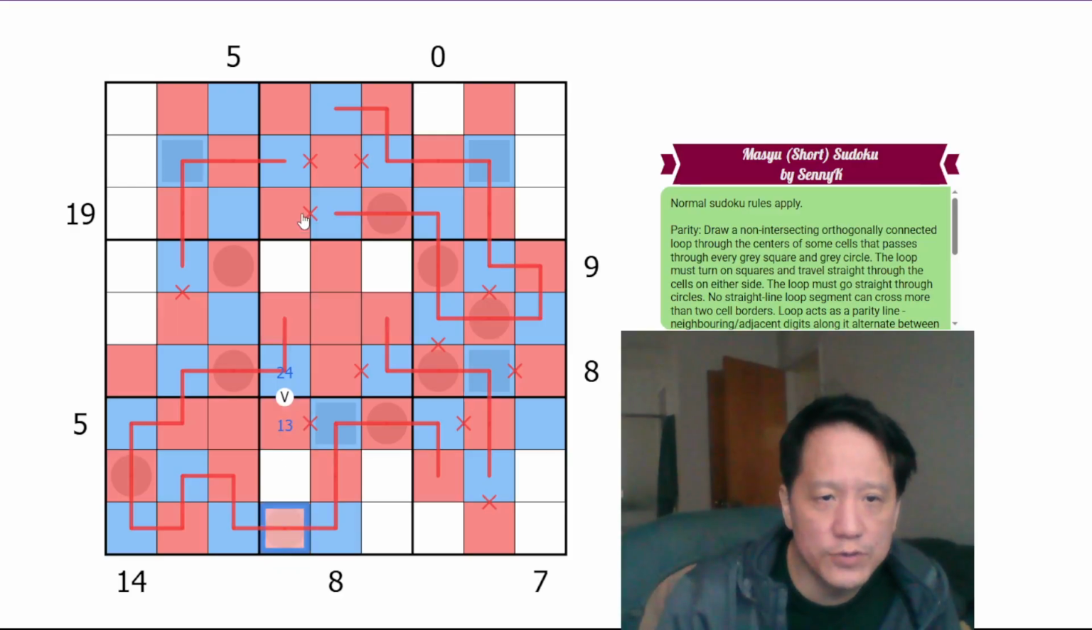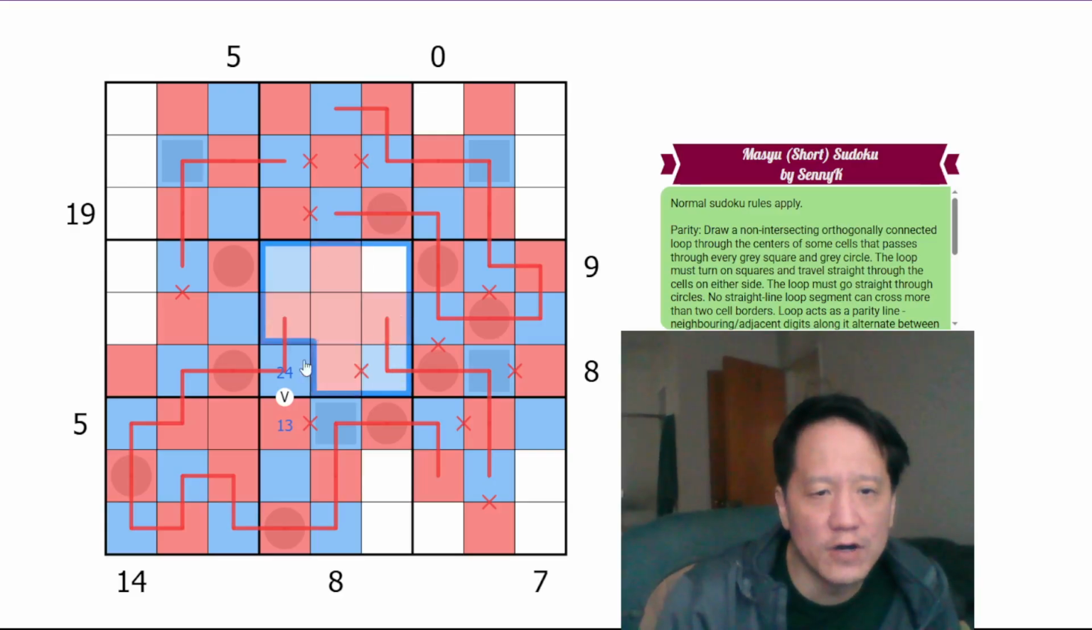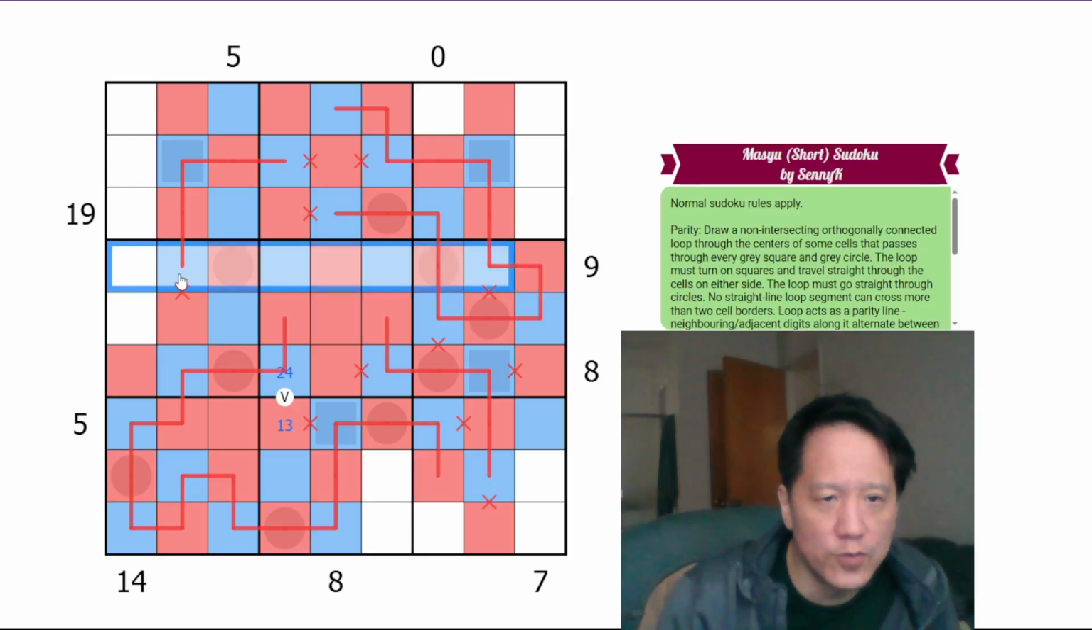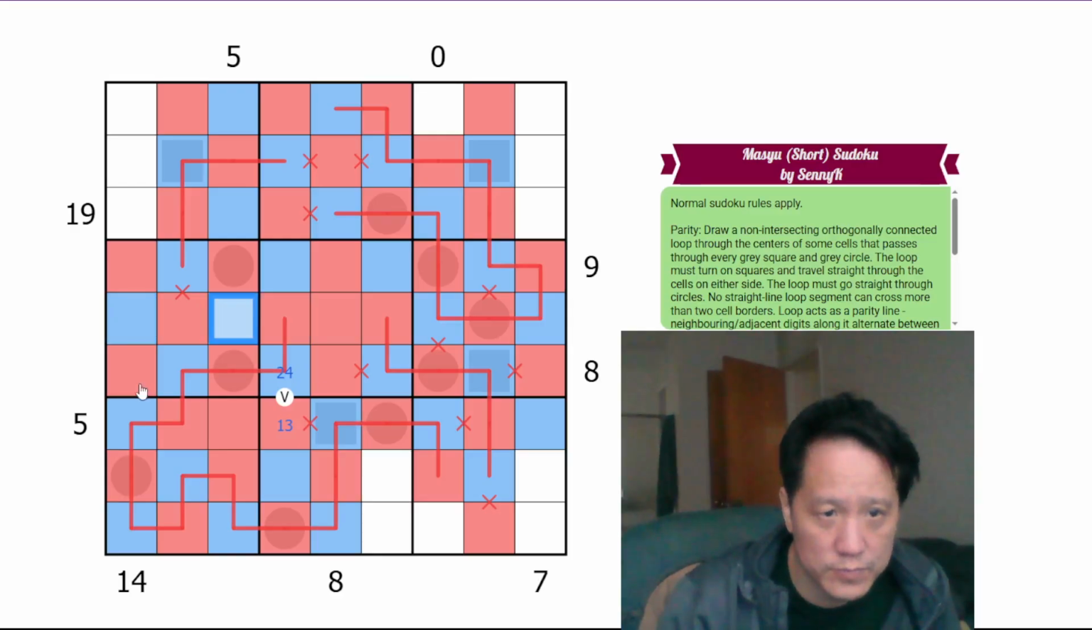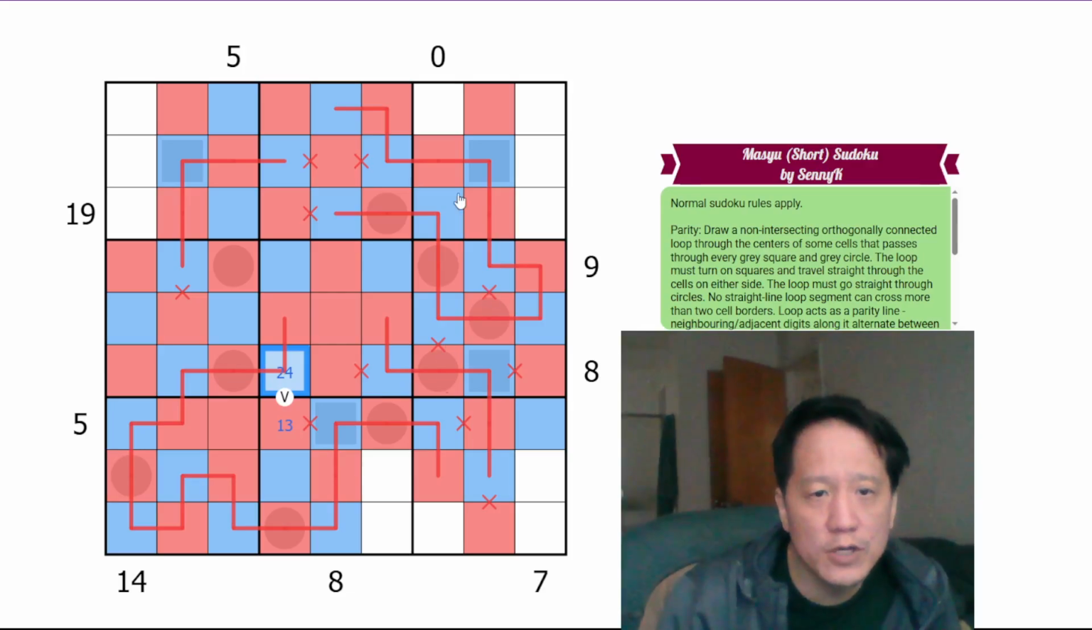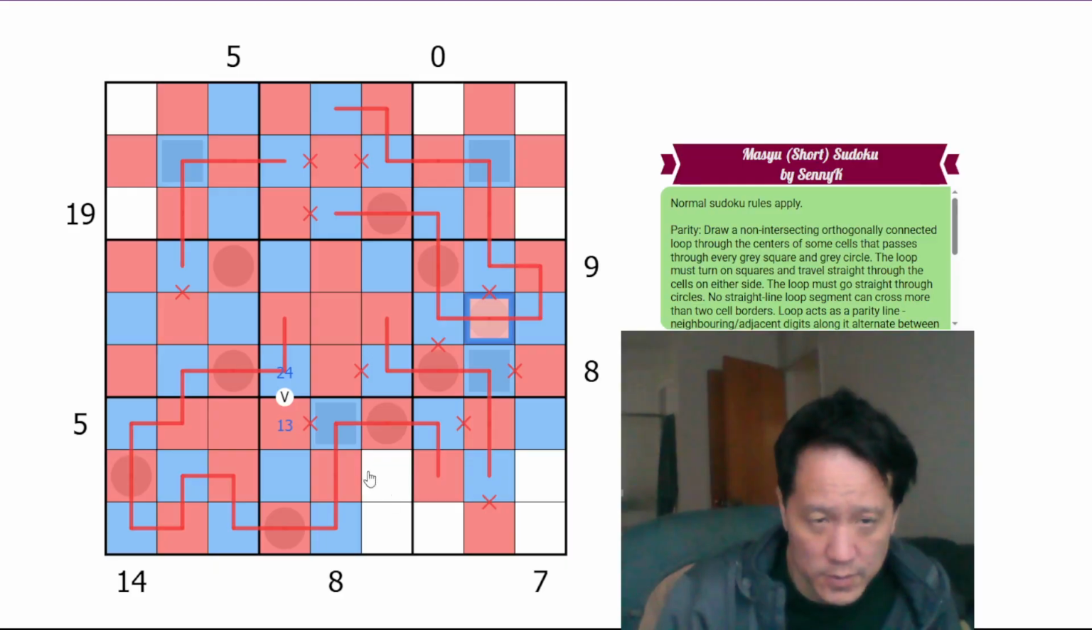We have 1, 2, 3, 4, 5 odds in column 4, so these must be evens. We have 5 odds in box 5, so this must be even. We have 4 evens in row 4, so this must be odd. Odd, not even. We have 5 odds in row 5, so this must be even. Okay, we have 4 evens in row 2, so these must be odd.